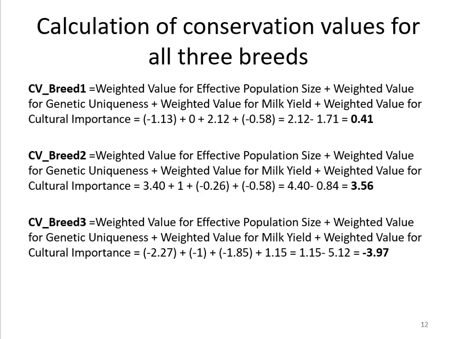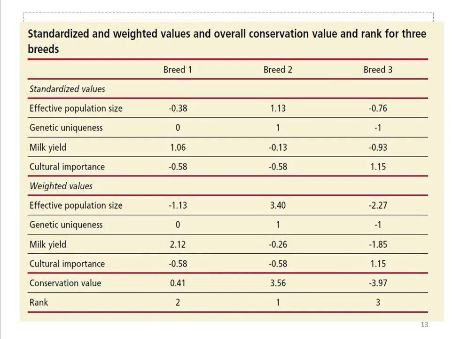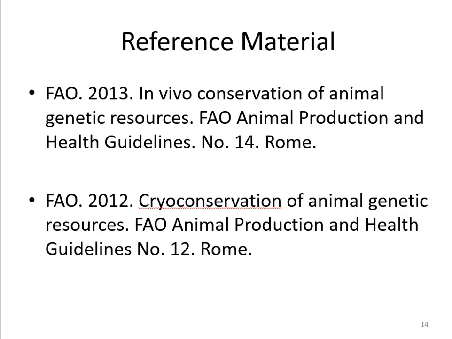A summary of these results is provided in this table. You can easily see how standardized values are calculated, then here we have weighted values, and the conservation value is simply the sum of all these weighted values: 0.41 for breed 1, 3.56 for breed 2, and minus 3.97 for breed 3. We can easily assign ranks: breed 2 stands first, breed 1 stands second, and breed 3 stands third. The reference material for this is available from FAO, In Vivo Conservation, 2013 and 2012.